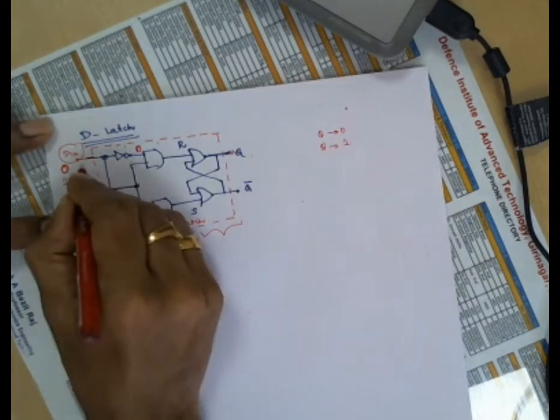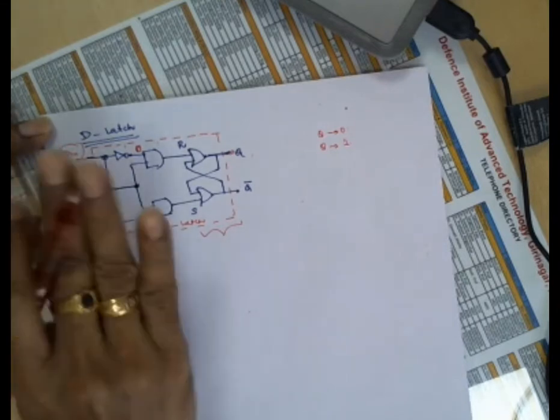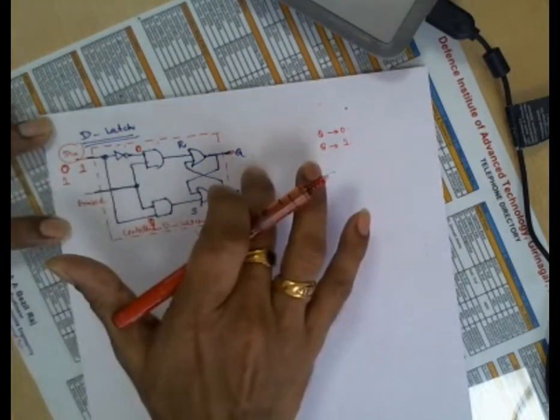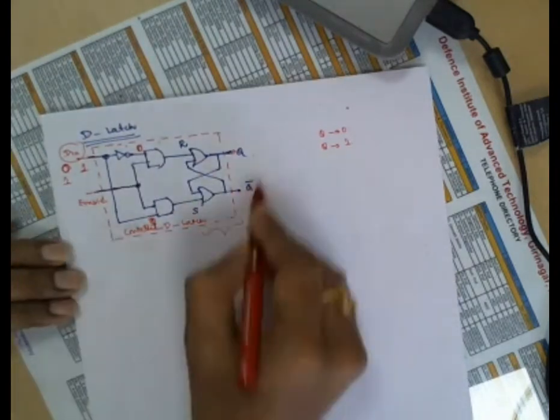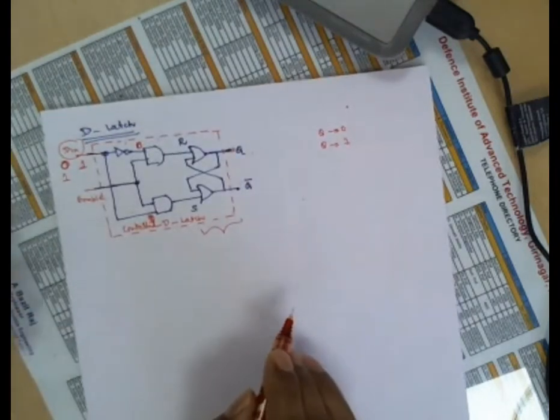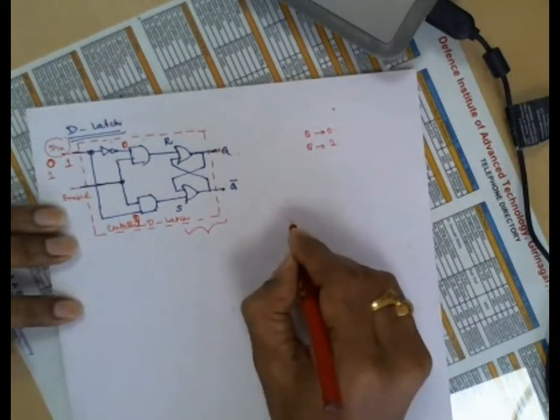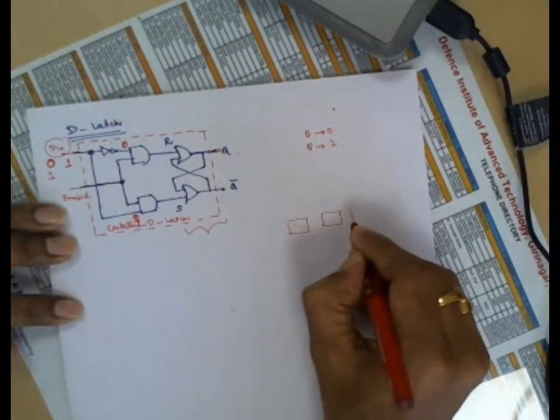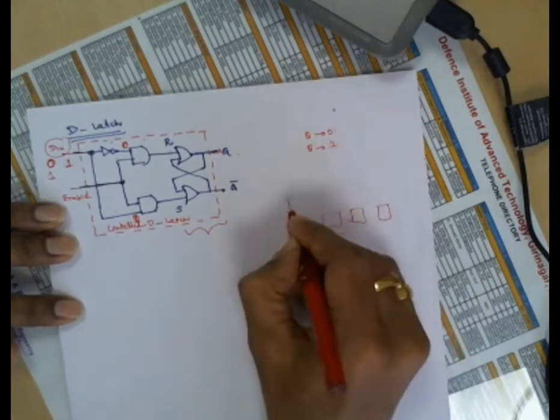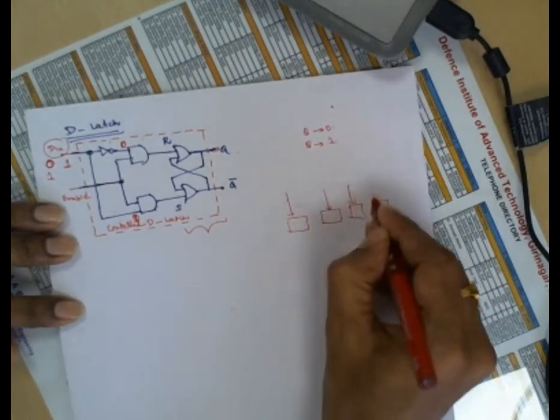So I can conclude something like this. Suppose I am giving here 1 now. The 1 is stored in this circuit. That 1 will come out here whenever I enable the particular section, whenever I enable this circuit. So we can go something like this. Suppose this is one register, this is another register, third register, fourth register. So I am giving here some inputs.